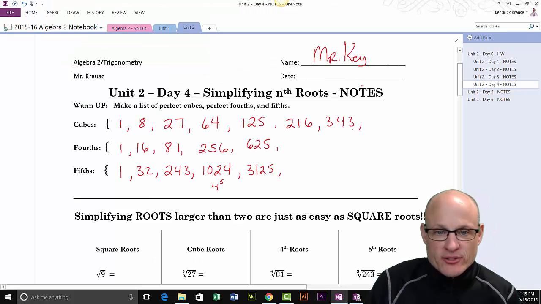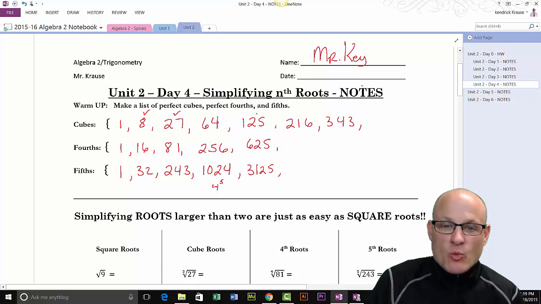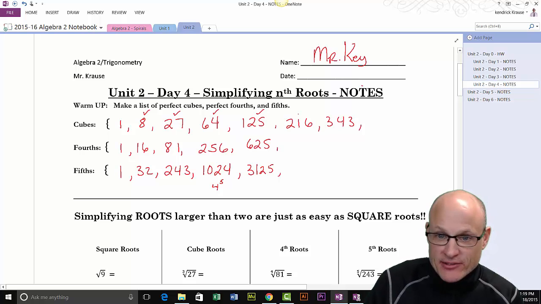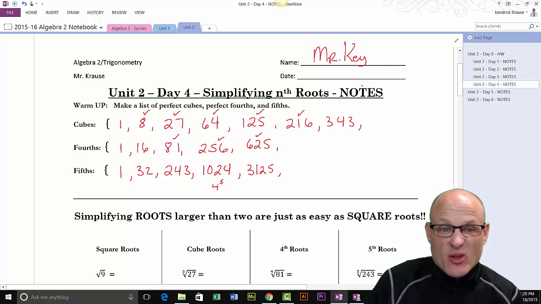And who cares? All right, so I'm going to tell you right now, you're going to use 8, 27, 125 the most. You might get a 64 and you might get a 216. Of the fourths, probably going to use 81, 256, and 625. Those 3. Oh, and 16. Yeah, those 4. And then of the fifths, this one definitely, and then this one. Probably not the other 2. We're not really worried about those. So let's talk.